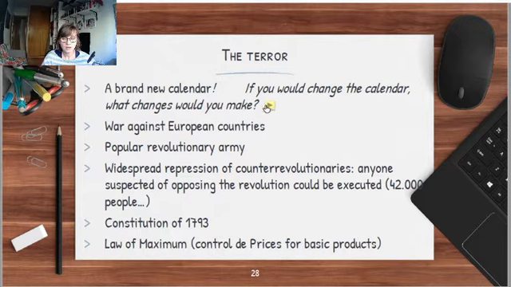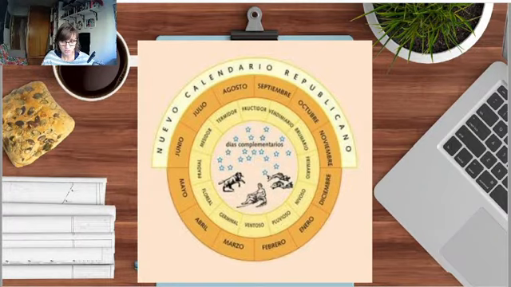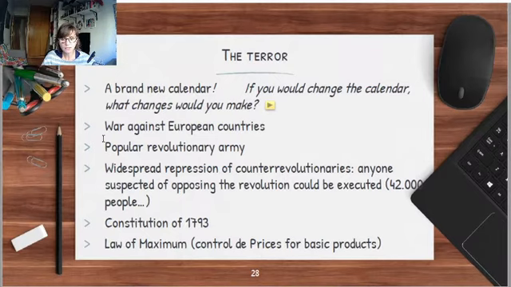They are going to create a new calendar, a calendar with no religious meaning. They are going to continue with the war against European countries. They're going to give, as I told you, weapons to ordinary people, and there is repression of the counter-revolutionaries. Anyone suspected of opposing the revolution could be executed. Here you have 40,000 people who are going to be killed.